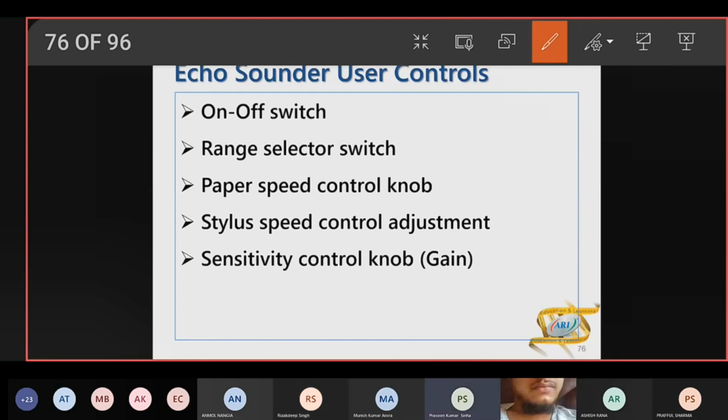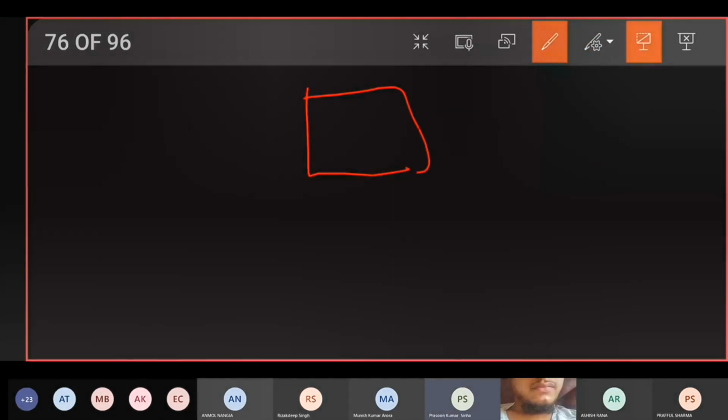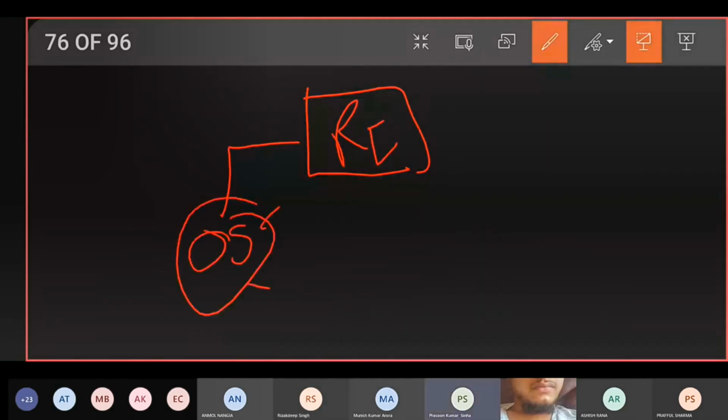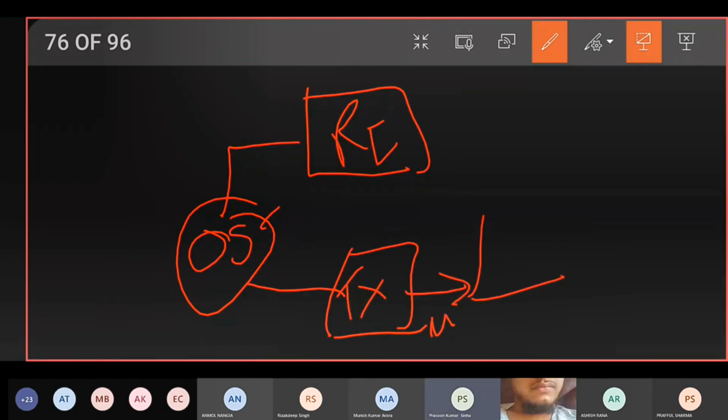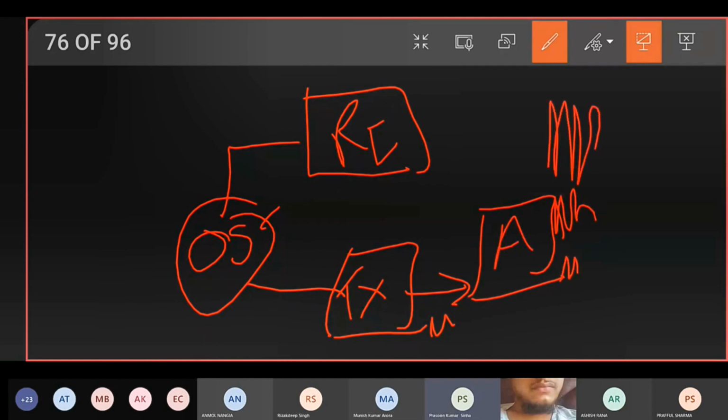Sensitivity control knob. Remember the block diagram that we had, that there is a recorder, from here oscillator, from here transducer. When the signal comes back from the transducer as an electrical signal, then we had an amplifier. In the amplifier, we can increase or decrease the strength of the signal that we are amplifying. So the small signal can be converted either into a small signal or medium signal or larger signal.